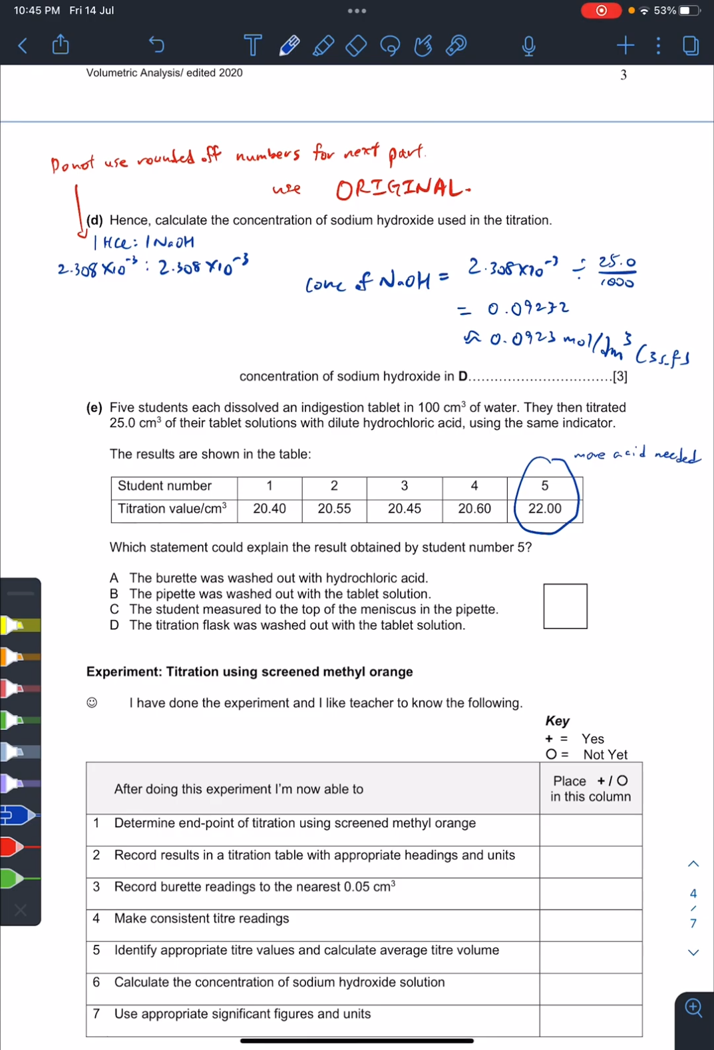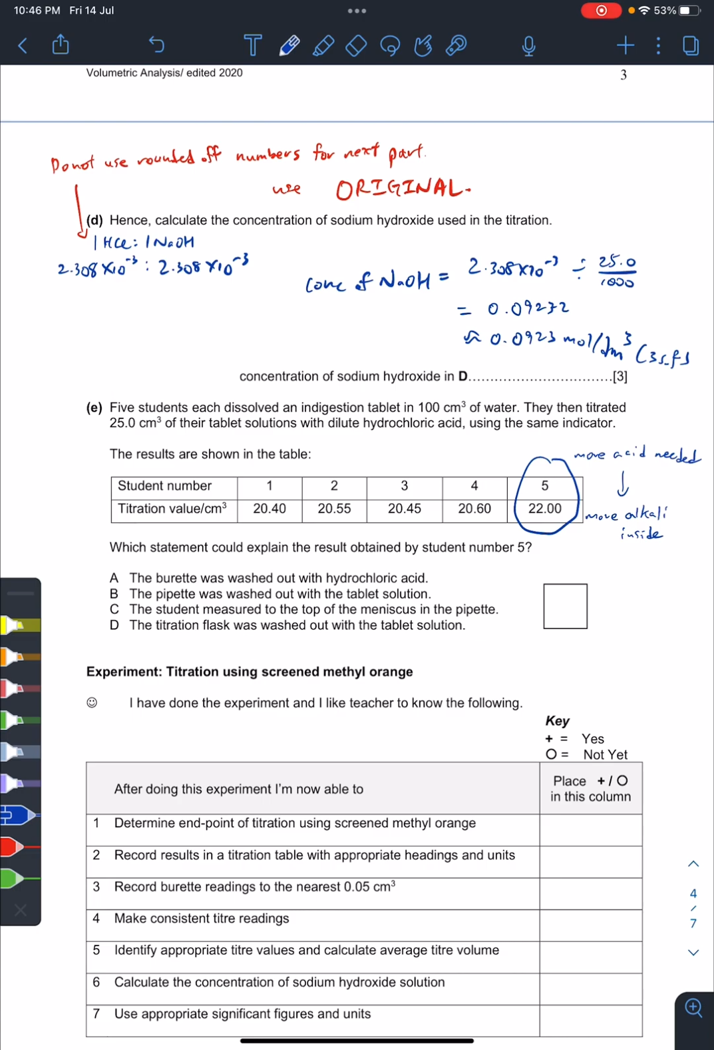Why do you need more acid? Because you got more alkali inside. It's only if your sample got more alkali, then you will need more acid to finish react.